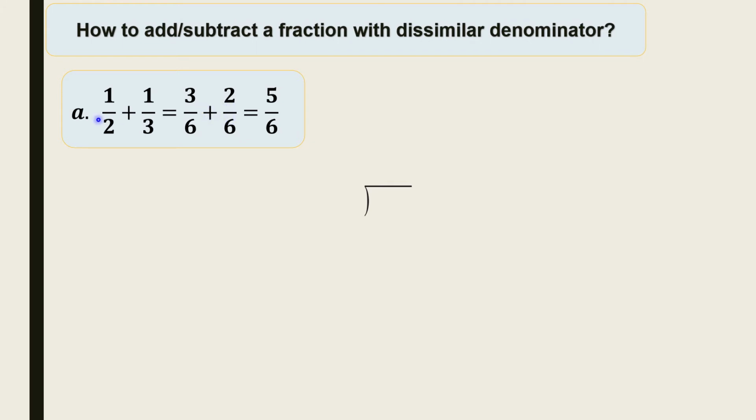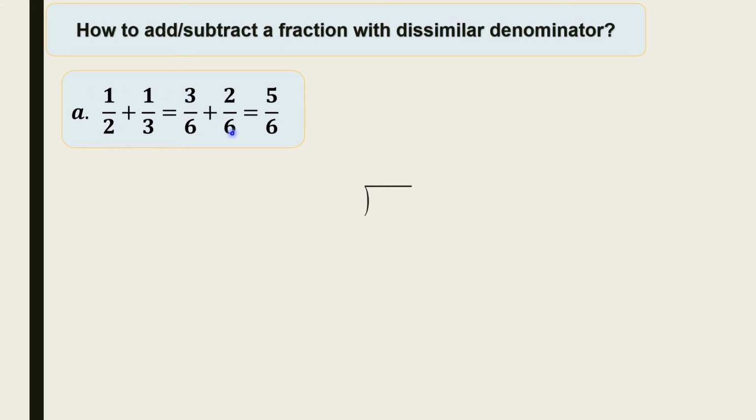First, we must know the LCM, or the least common multiple or least common denominator, of 2 and 3. As you can see, if you write multiples of 2 and 3, you may get the LCM of 6. So after you write the 6, the new denominator, you must divide 6 by 2 and also 6 by 3. 6 divided by 2 is equal to 3. Multiply by its numerator 1. So 3 times 1 equals 3.